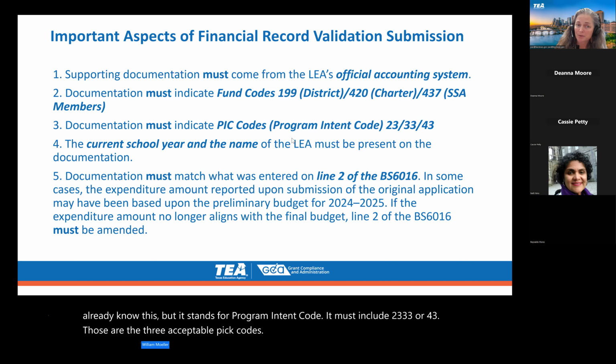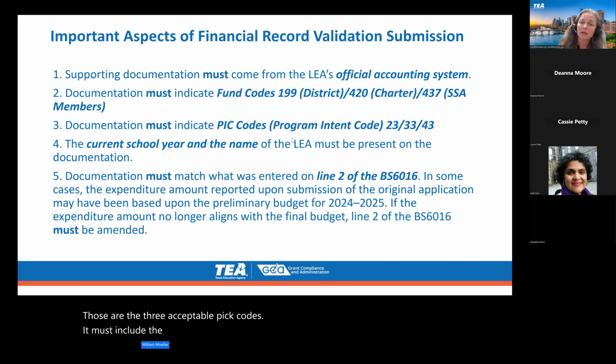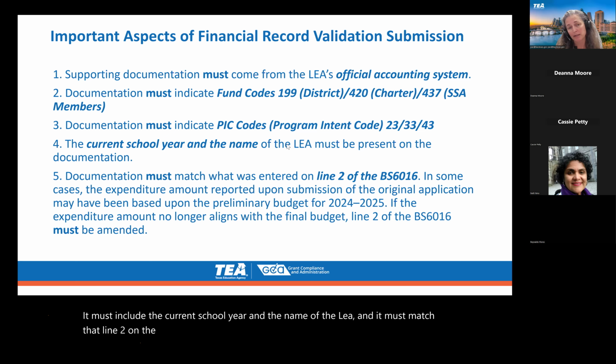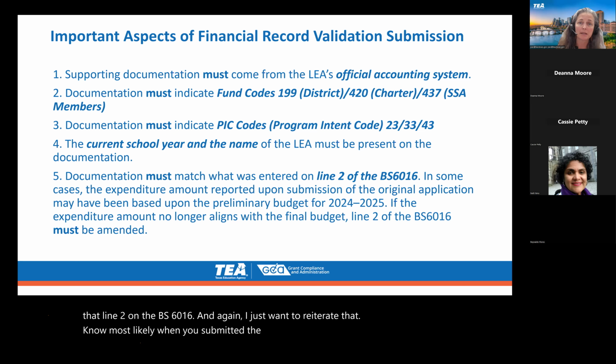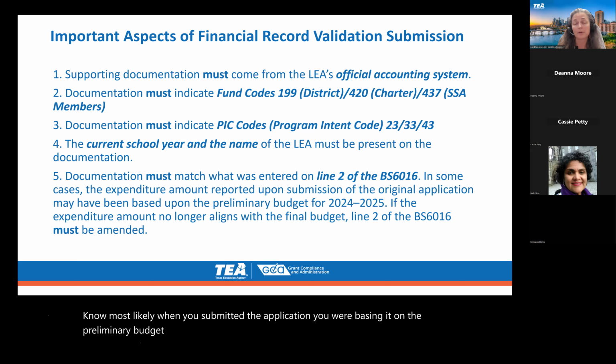It must include the current school year and the name of the LEA. And it must match line 2 on the BS 6016. Again, I just want to reiterate that most likely when you submitted the application, you were basing it on the preliminary budget, and that's perfectly fine. It just might mean that the application needs to be amended so that it matches the financial record.